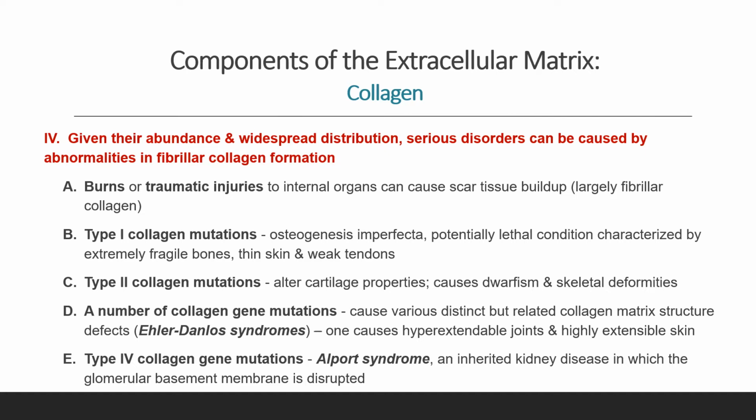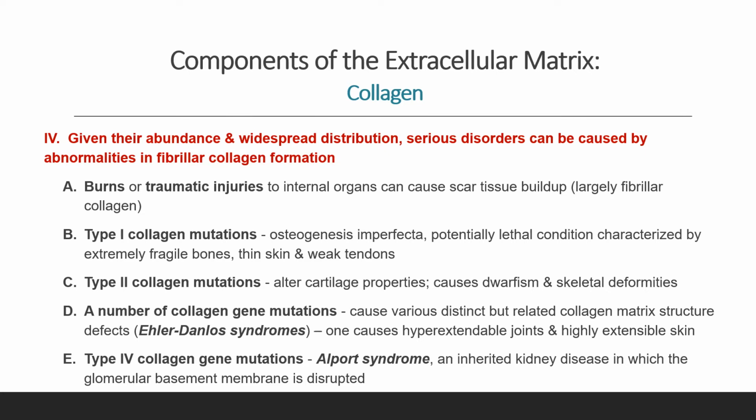Okay? So for type 1 collagen mutations, you can have osteogenesis imperfecta. This is a potentially lethal condition characterized by extremely fragile bones, thin skin, and weak tendons. And then next we have the type 2 collagen mutations. They can alter cartilage properties and cause dwarfism and skeletal deformities. Okay, so in dwarfism, of course, the growth of the bones is not normal.